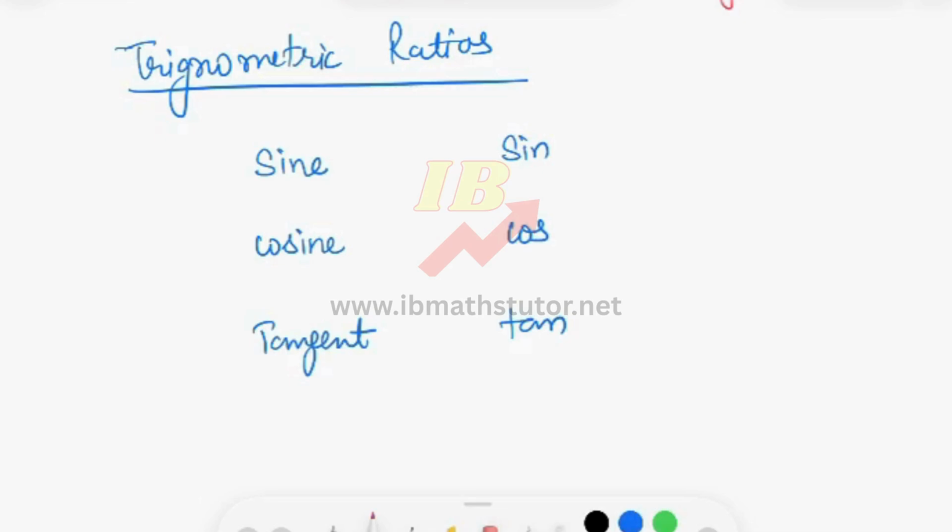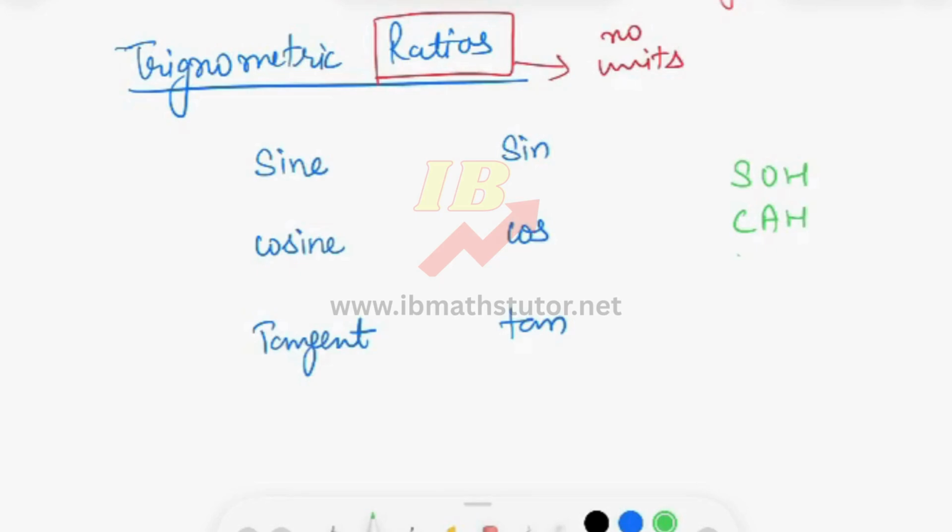As the name itself says, we are talking about ratios. Ratios do not have any units, so we are not supposed to write any unit for them, whether it is centimeter, meter, or anything, because ratios are fractional things, and a fraction does not have any unit in your solution. First thing is this. Second thing is that we can learn this by using one trick called SOHCAHTOA.